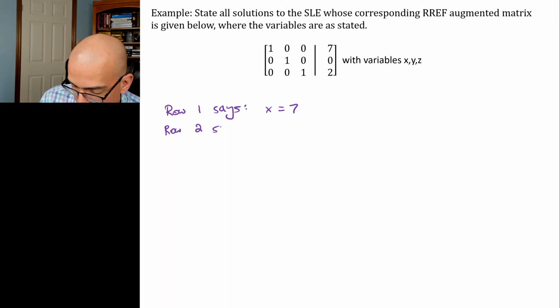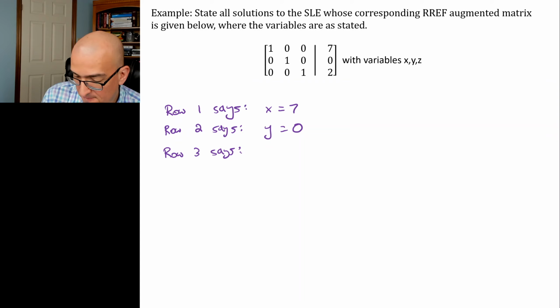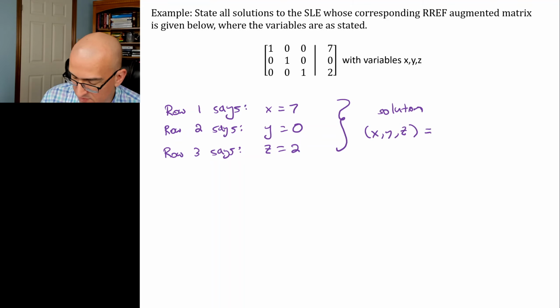Row 2 says that y is equal to 0. We have 0 times x plus 1 times y plus 0 times z is equal to 0. And row 3 says 0x plus 0y plus 1 times z is equal to 2. So our solution is x, y, z is equal to 7, 0, 2.